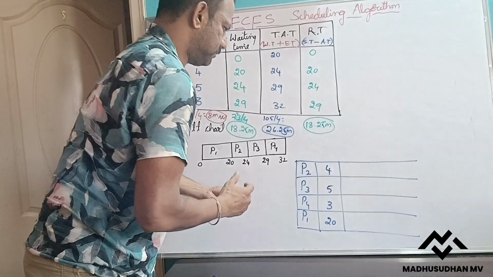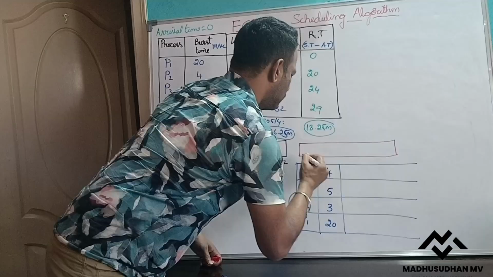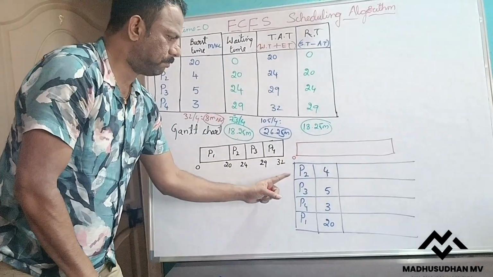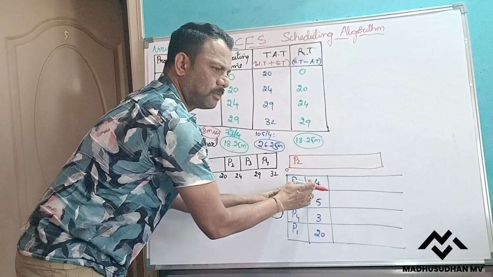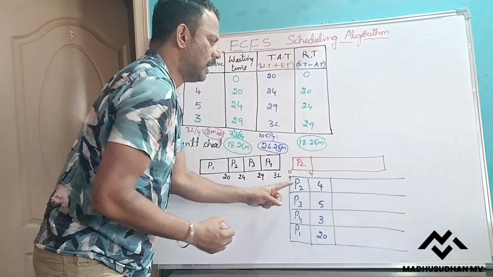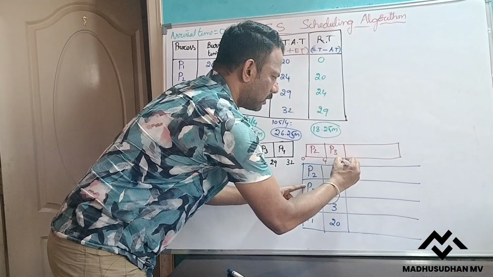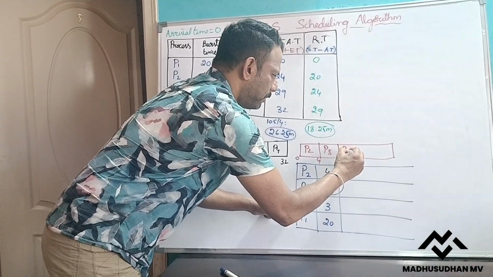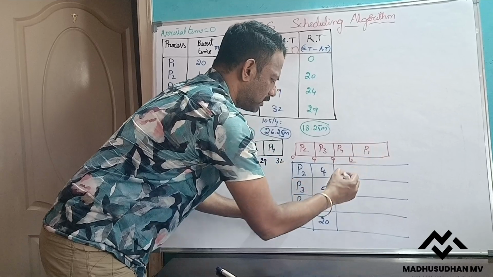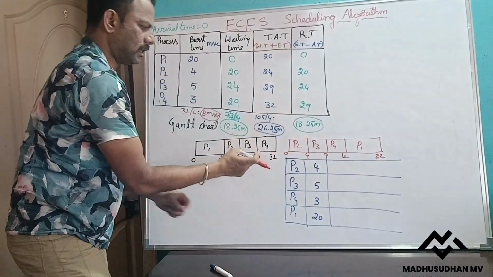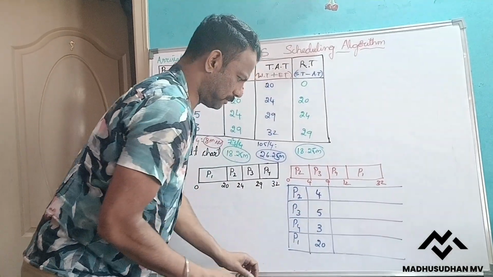Now we'll write the Gantt chart for this separately. At 0 seconds, which comes first? P2 comes first and it starts executing. P2 requires 4 milliseconds, so it ends at the 4th millisecond. Next after P2, P3 comes. P3 requires 5, so 4 plus 5, 9. Then P4 comes. P4 requires only 3 milliseconds, so 9 plus 3, 12. And finally P1 comes, it requires 20, so it will be 32. See, same thing. Here also the last is 32. Now this is the Gantt chart for this version of the problem.